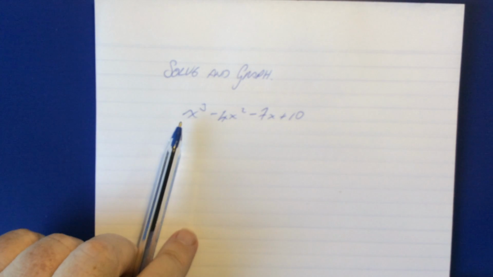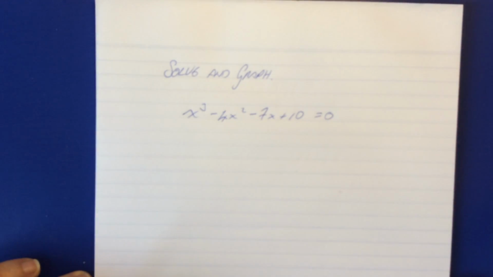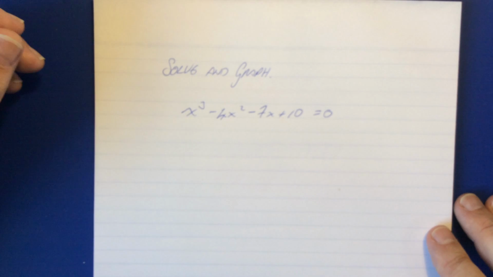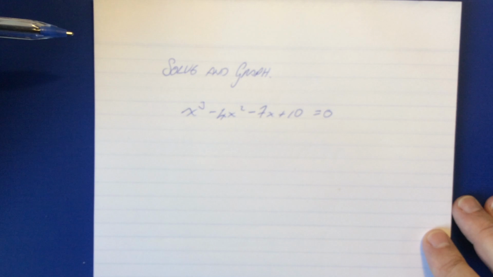The task ahead of us today is to solve and graph this cubic. Now, in order to solve it, I suppose we should make it equal 0. My notation is a bit lazy and sloppy after years of doing this. I apologize for that. Okay, so how do we do this?